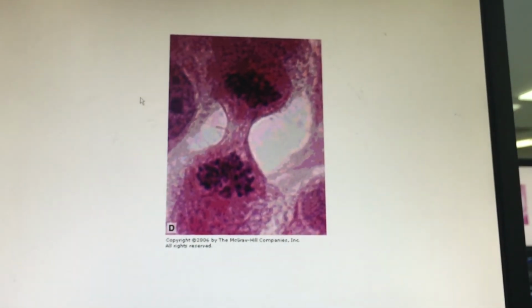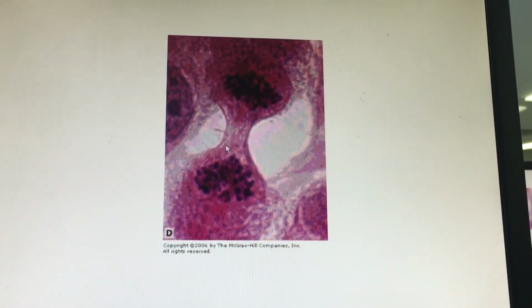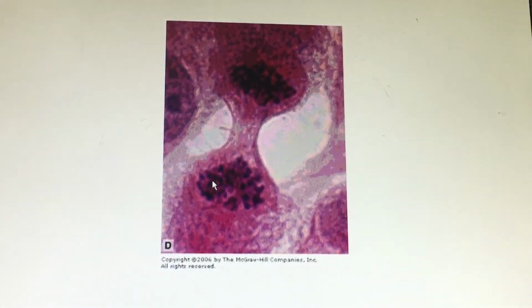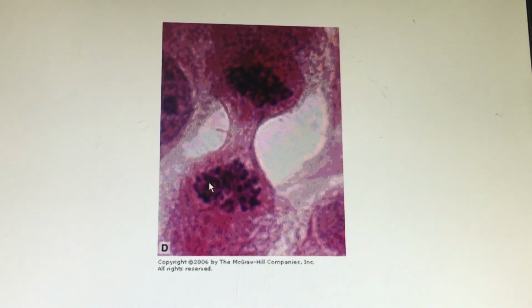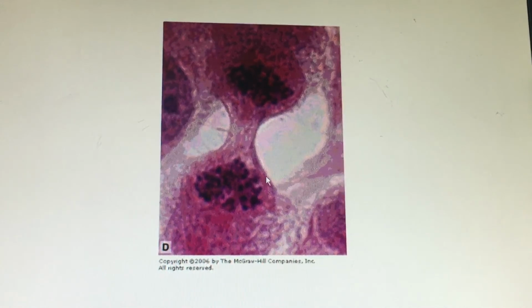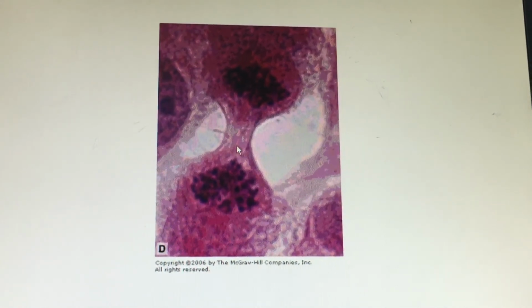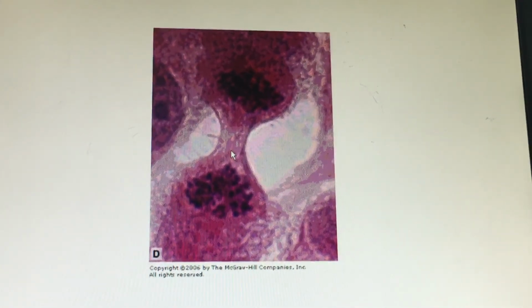Here, animal or plant? Did cytokinesis start? Yes. What do we have in the middle? What do we call this? This furrow, the cleavage furrow in an animal cell.